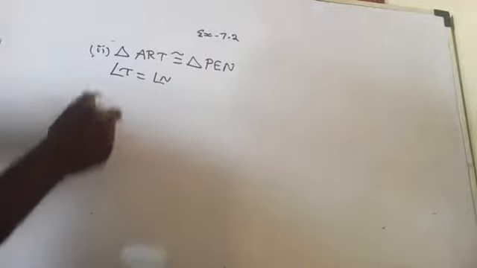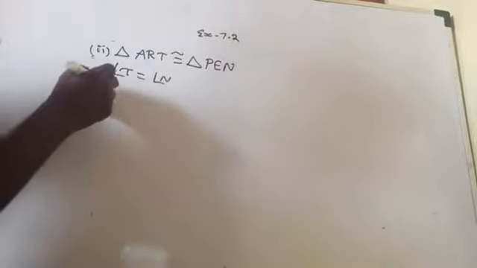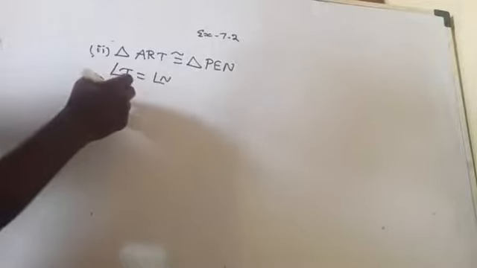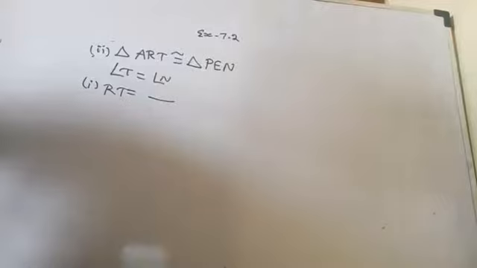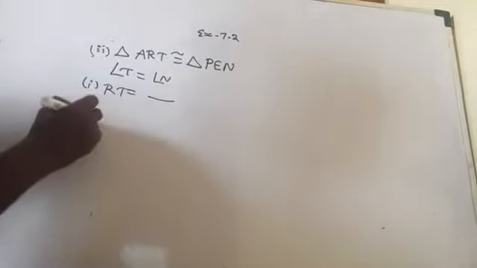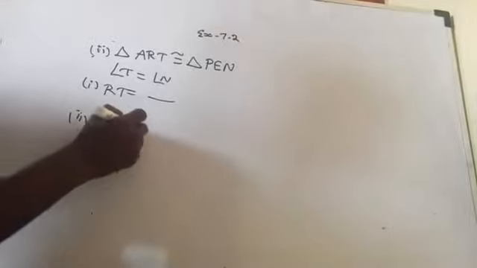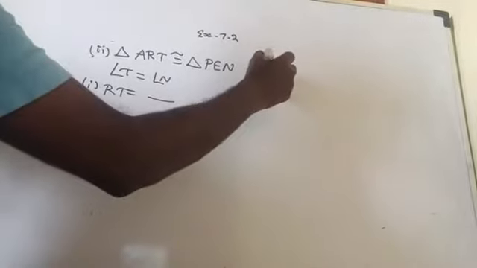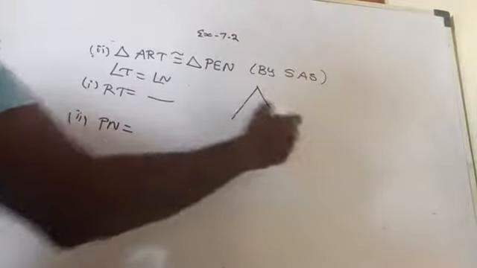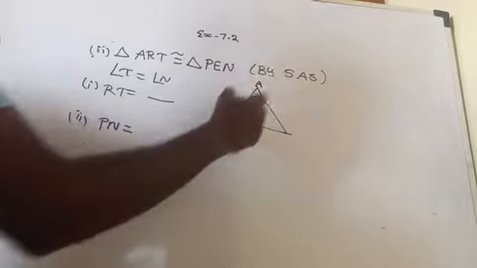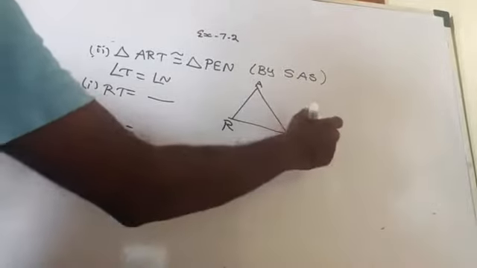So you have to say RT is equal to what? Then PN equal to what? By which congruence? By SAS, dear. Please remember, by SAS. Here it is already given that the two triangles are congruent, that is ART and PEN under the correspondence of ART and PEN.